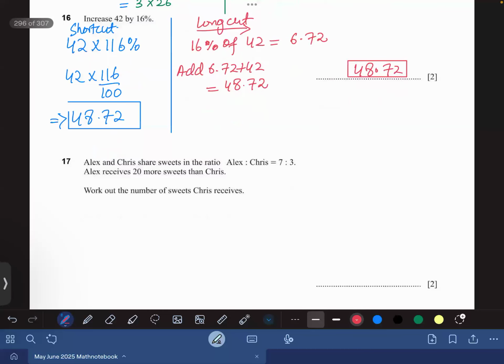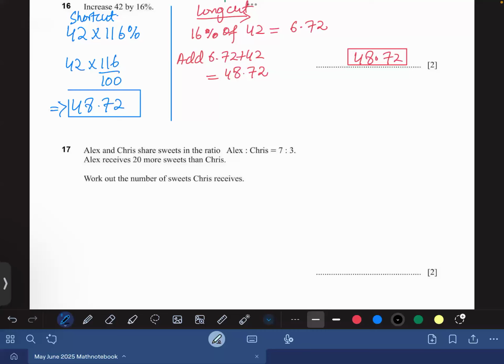All right. So next question. Alex and Chris share sweets in the ratio 7:3. So Alex is 7 and Chris is 3. Total ratio is 10. Okay. Alex received 20 more sweets than Chris. Let's suppose Chris received X. So Alex is receiving 20 plus X. Any problem, everybody? So Alex part is 7. Work out the number of sweets Chris receives. We have to find out X.